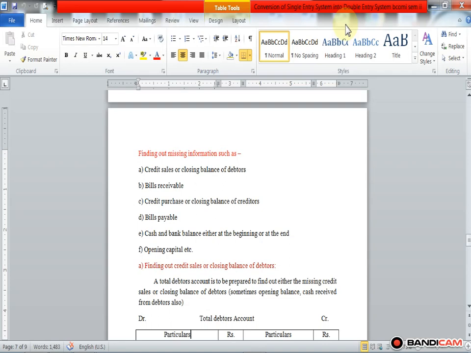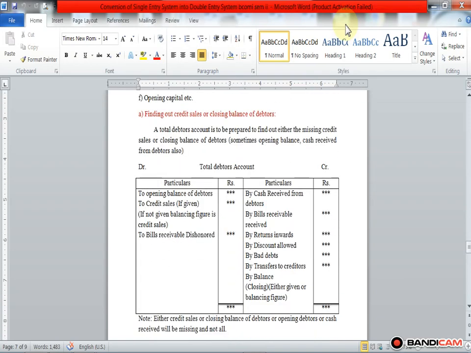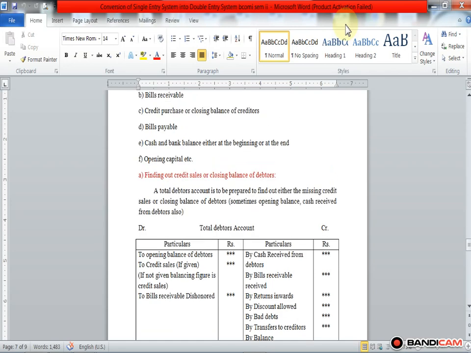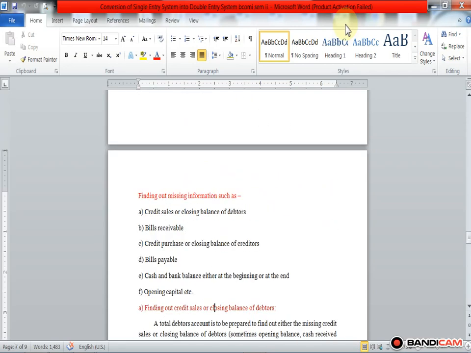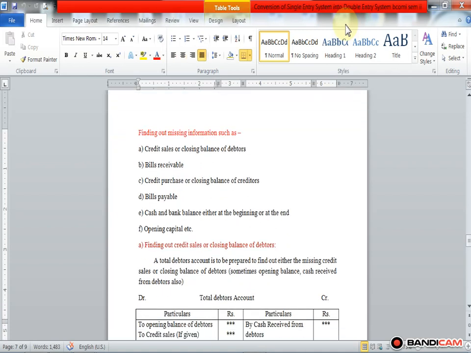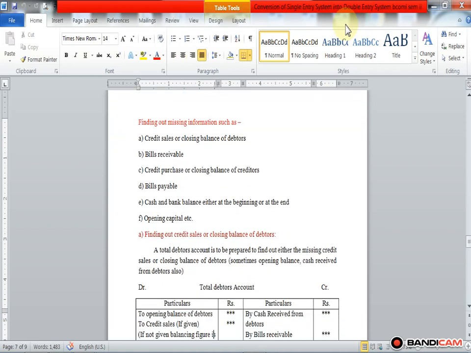B point is bills receivable. Here we also find out the closing balance of bills receivable or cash received from debtors, with the help of preparing the bills receivable account. So the bills receivable account is prepared to know the closing balance and the cash received during the year, or the bills received during the year.